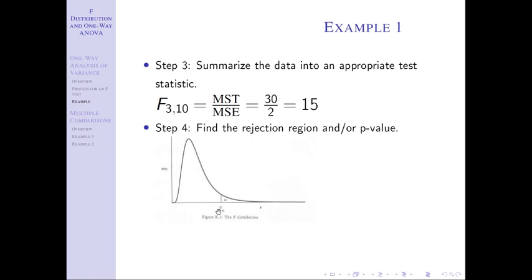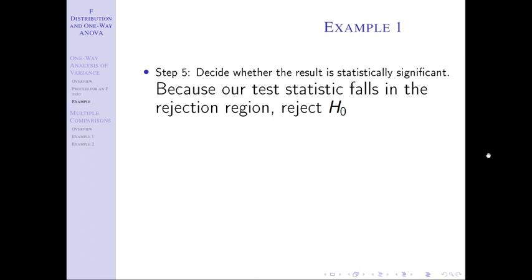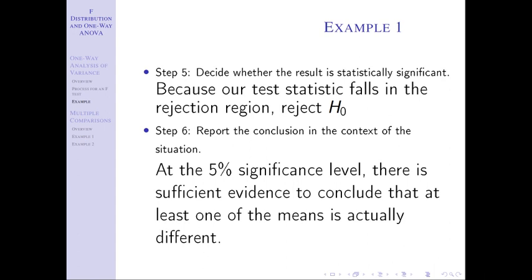The critical value that we would find via our table, looking at the intersection between 3 numerator degrees of freedom and 10 denominator, and notice the order matters, you can't crisscross those, would be 3.71. So in my picture, I would put 3.71 right here, and then I would draw 15 out here and say we clearly fall in the shaded region. And so because we fall in the shaded region, we can reject the null hypothesis, meaning we can conclude the alternative that says at least one of the means is different.